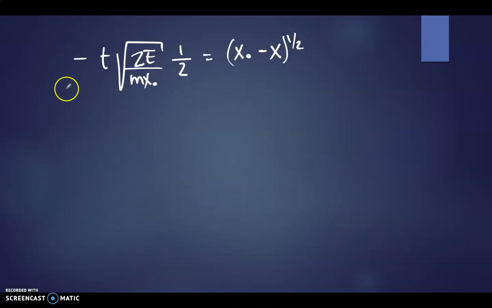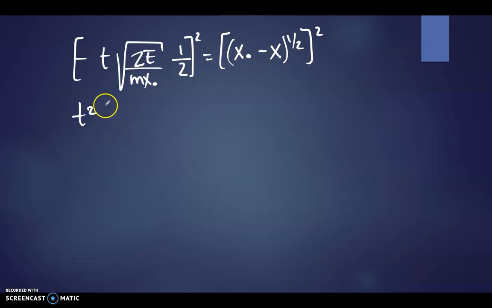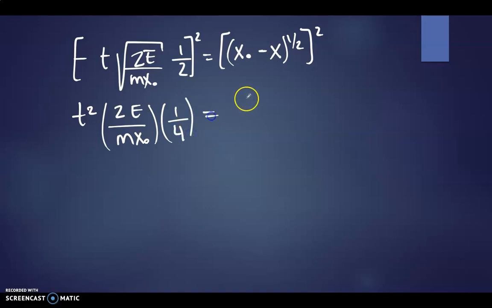Okay, so this is our form we have. And so if we want to solve for x, we need to go ahead and square both sides. So let's do that. So we get t squared times 2e over m x naught times 2 squared, that's going to be 1/4, and that will equal x naught minus x. So then what we'll do is we'll solve for x. That will give us x of t. Okay, so it'll be x as a function of t.